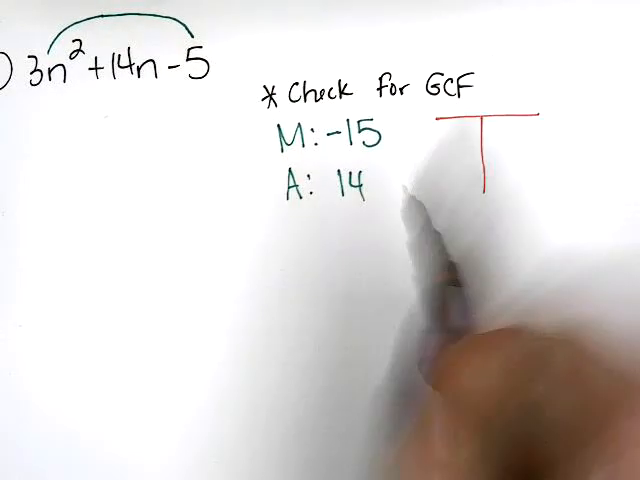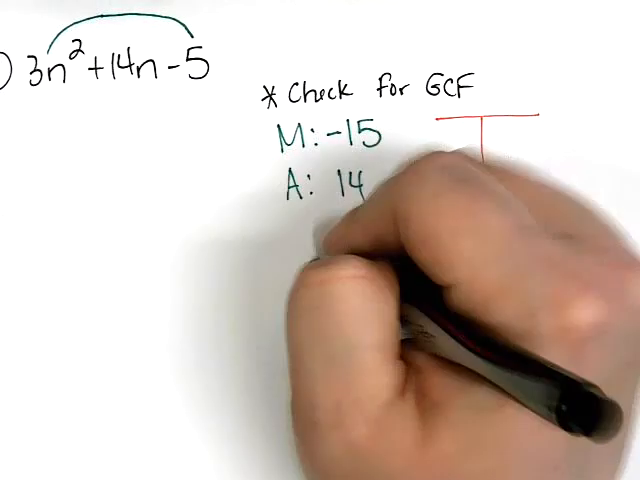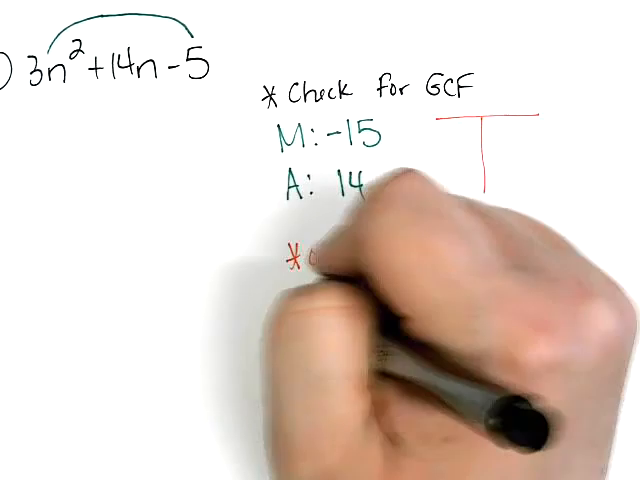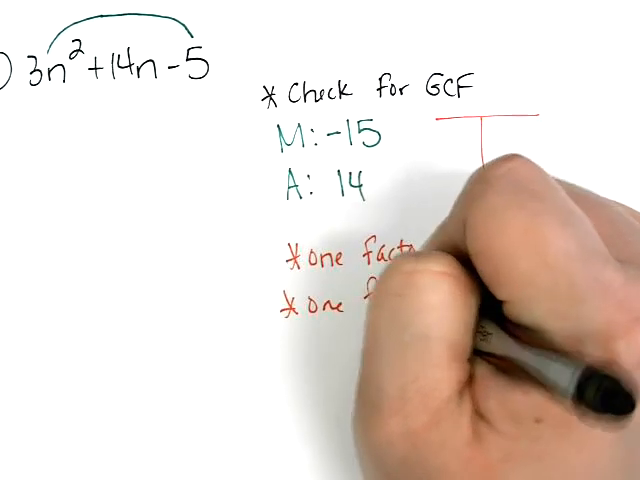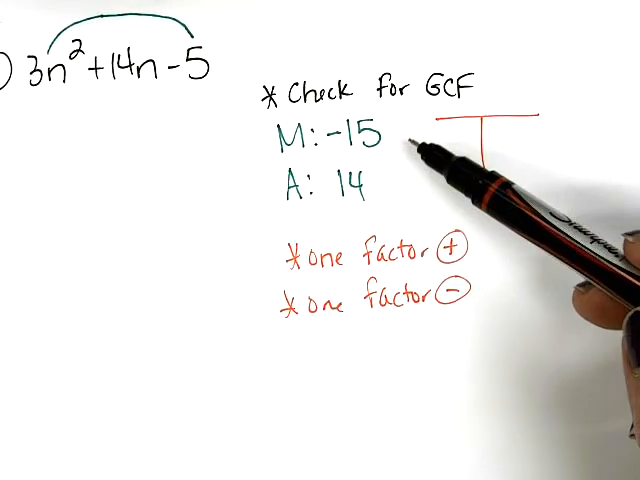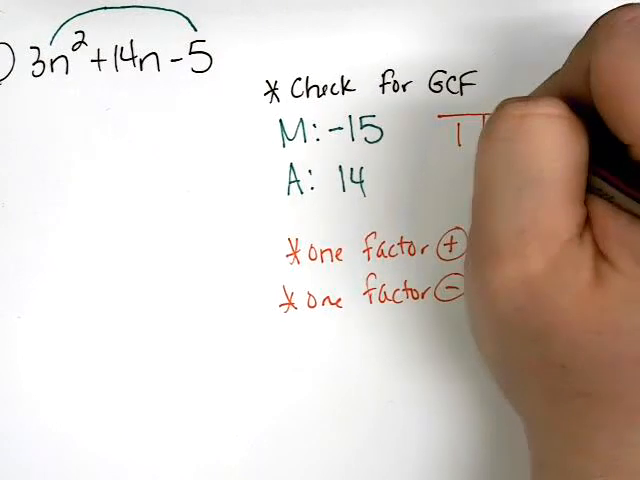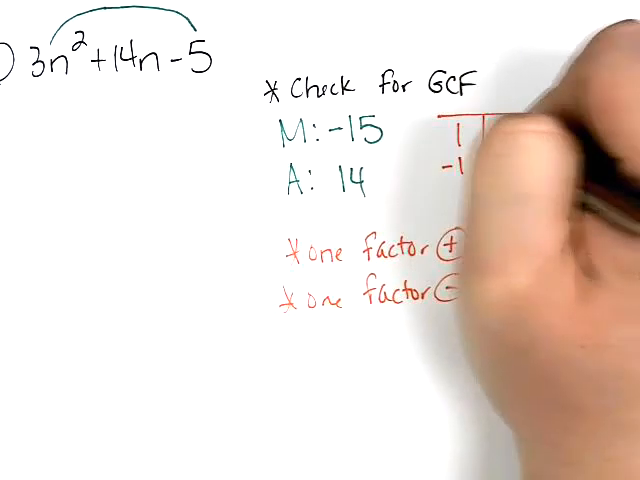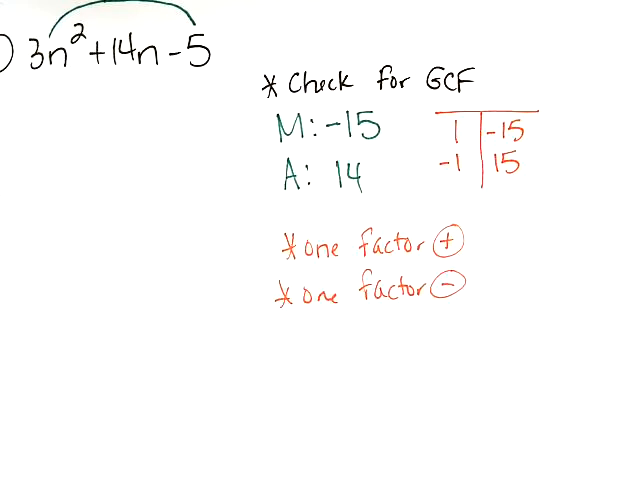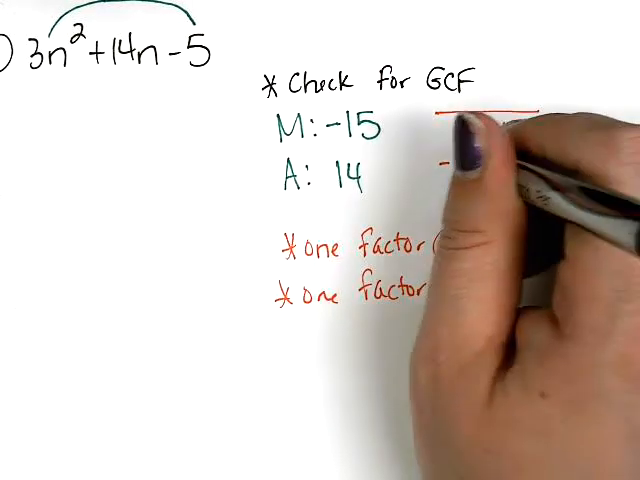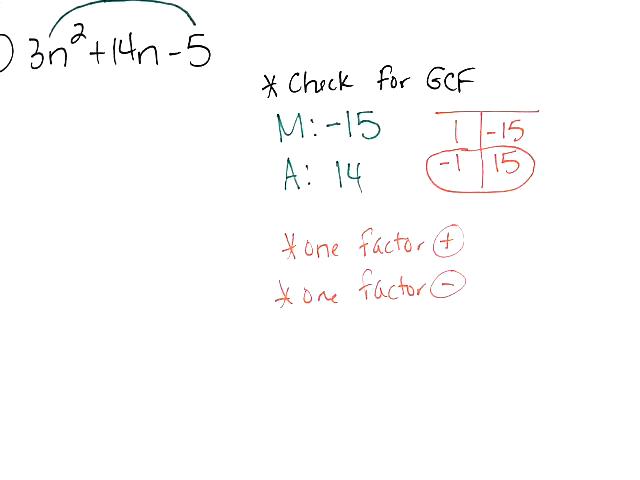If I want to multiply to a negative number, then I know that I'm going to need one factor that's positive and one factor that's negative, because that is the only way for me to get a negative, is to have one of each. So I know that it could be 1 and negative 15. It could be negative 1 and positive 15. So I need to decide which one it is. There are other factors of negative 15, but I know that I want 14, so I'm kind of thinking it's got to be one of these. I want a positive 14, which means negative 1 and positive 15.